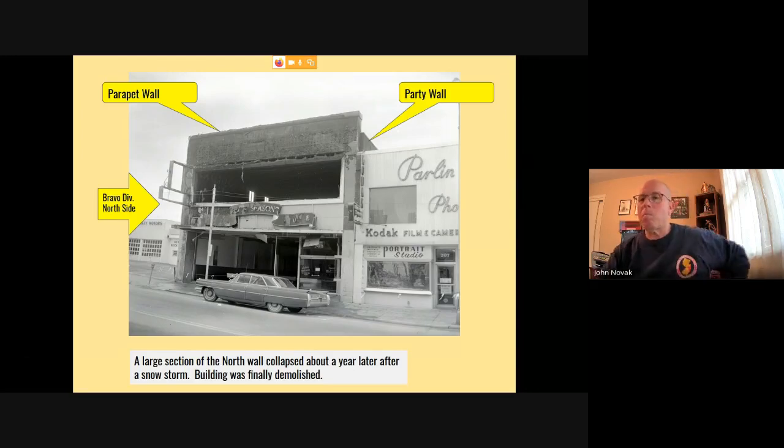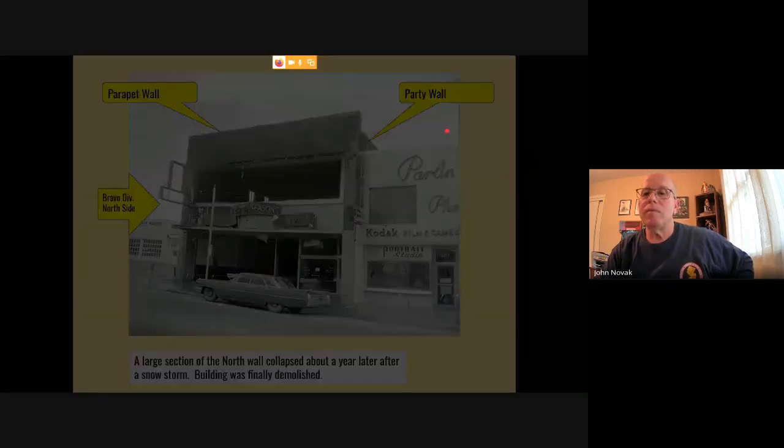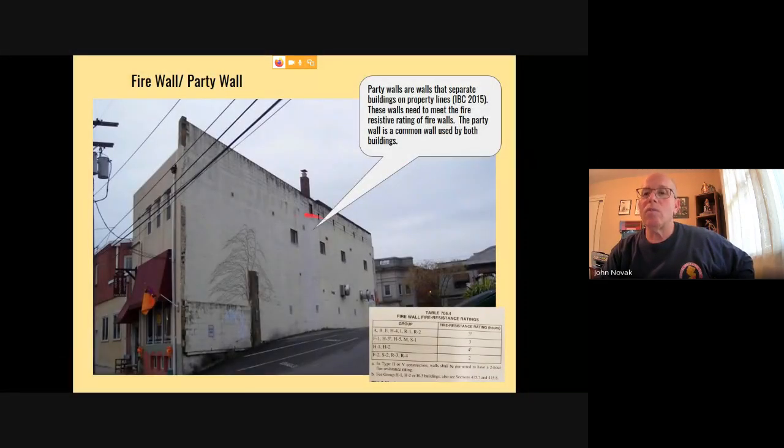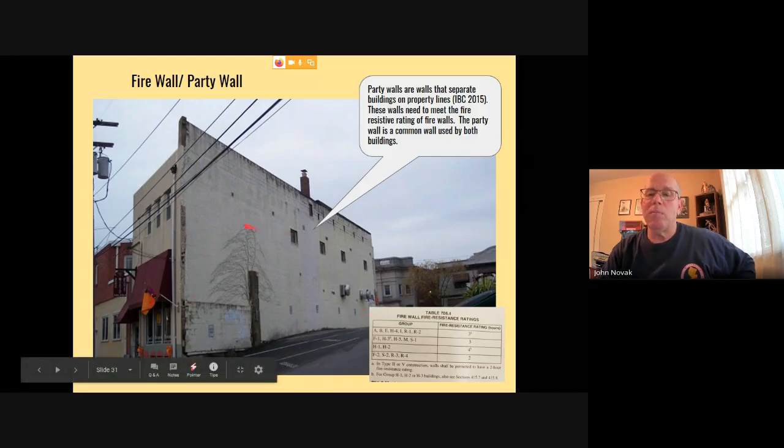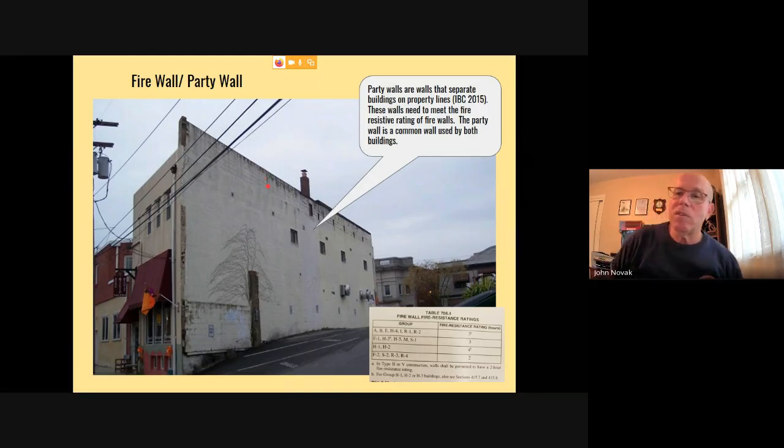So it was demolished after it collapsed. This is what it looks like today. All right, there's the party wall. So again, the party wall is basically a wall that is shared by 2 different buildings. You can see remnants of, more than likely, where there were joists up in here.